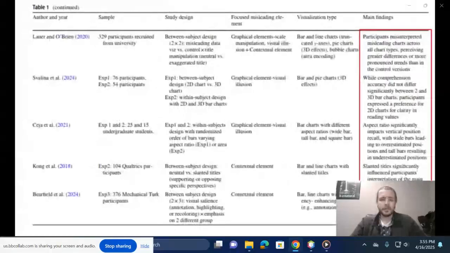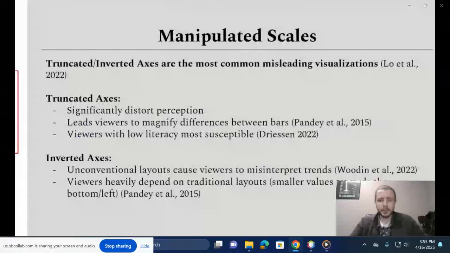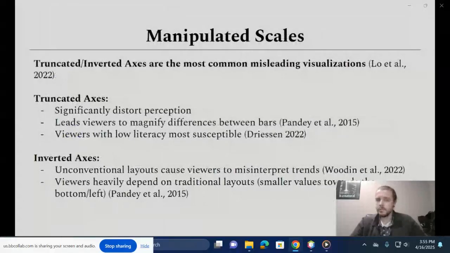How many of these do they have? Wow, they had a lot. Manipulated scales were the most common visualization misinformation tactic or accidental thing that they found. I think the final count was like 30%. Truncated axes are fairly common. They significantly distort the perception of a viewer. Where you cut off an axis. I've got some examples later, I'll show you.